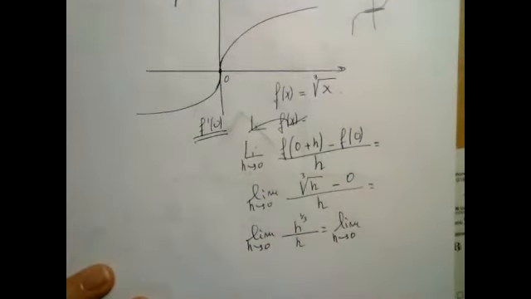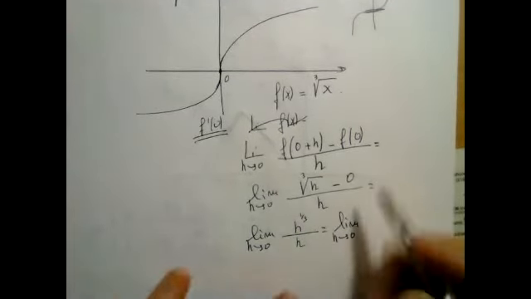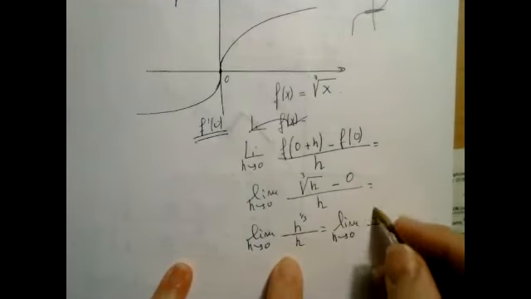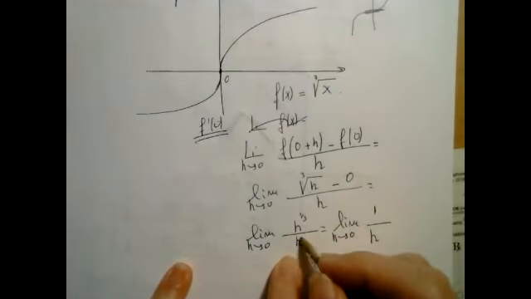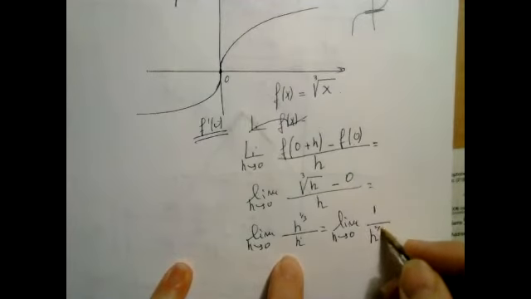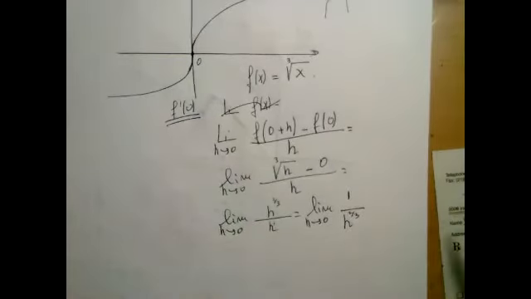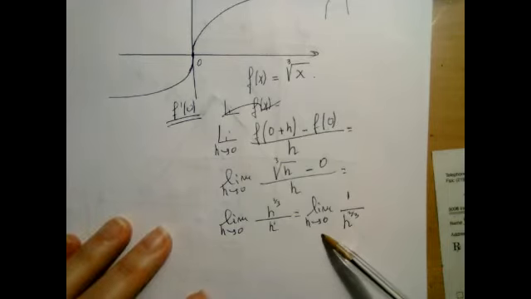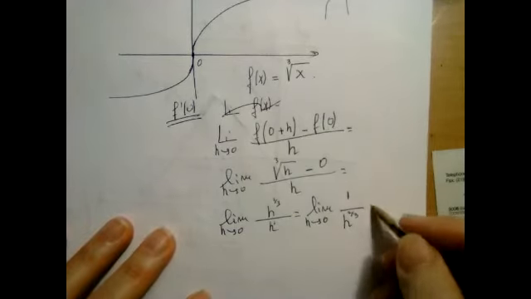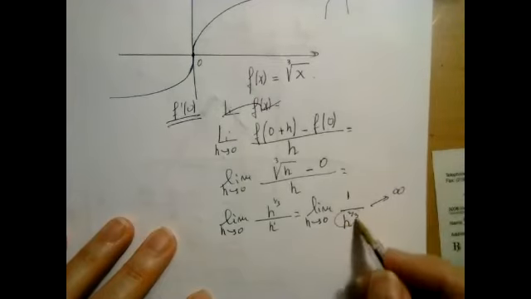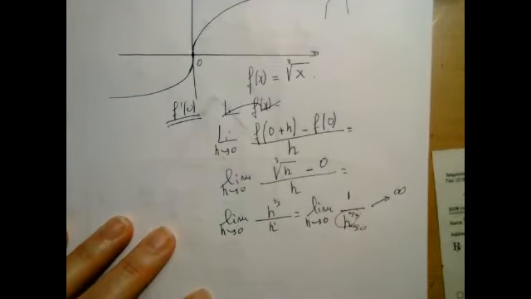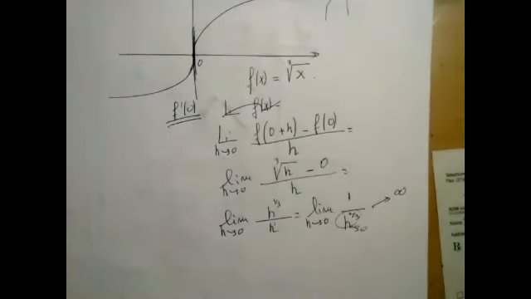Now let's do a little bit of algebra. H to the power of a third divided by h will give me 1 over h to the power 1 minus a third, which is two thirds. And now watch what's happening. As h goes to 0, this becomes close to 0, and this will go to infinity. So the slope definitely does not exist. What's happening here, we have a vertical tangent, so the slope is not defined. So that's another scenario where the derivative does not exist.